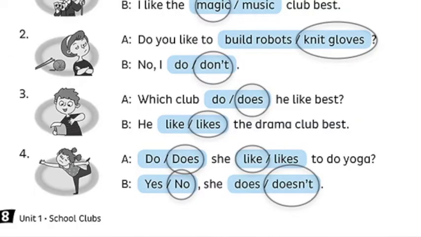No, she does, or no, she doesn't. Remember, doesn't is does not. So it would be no, she doesn't. Very good, guys. Let's go on to letter C. Letter C. Look and write.